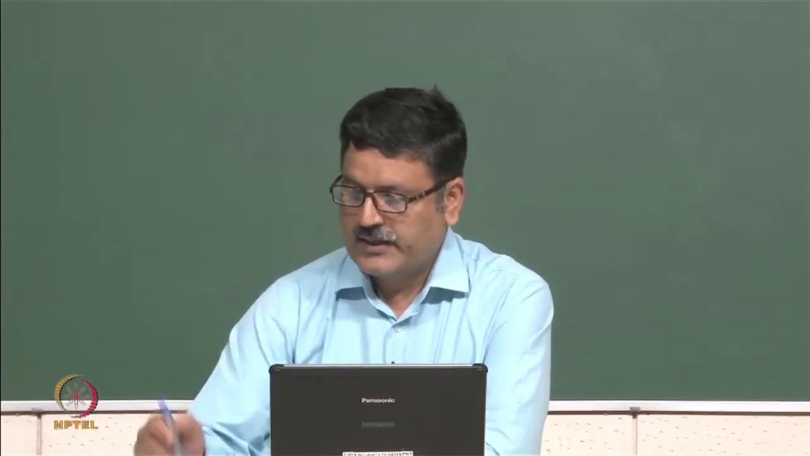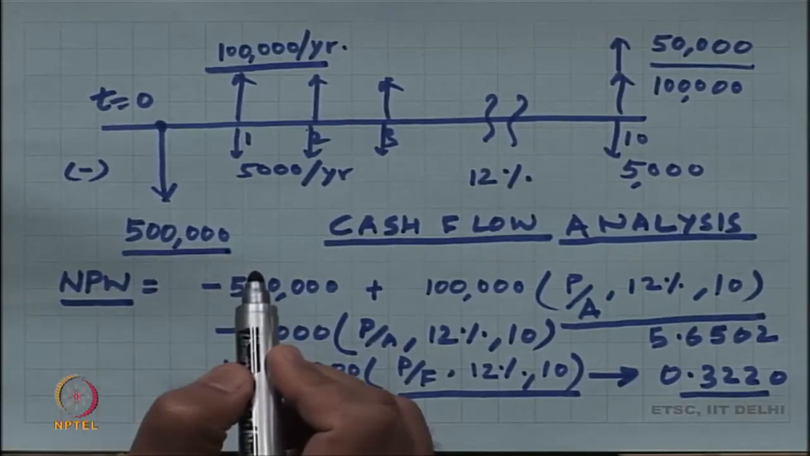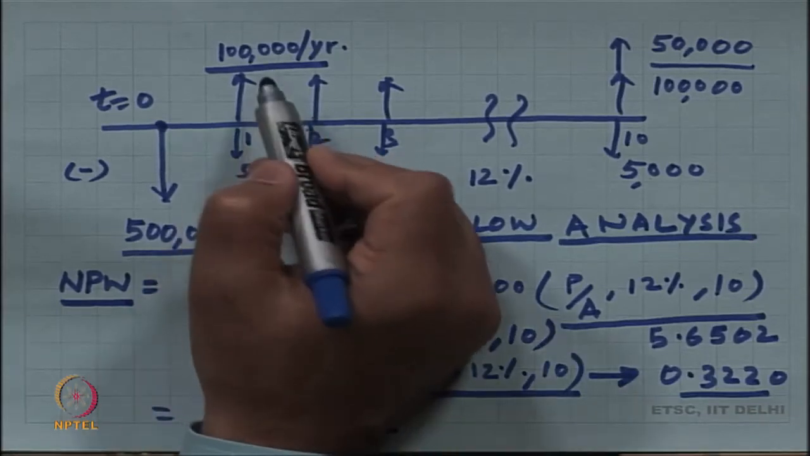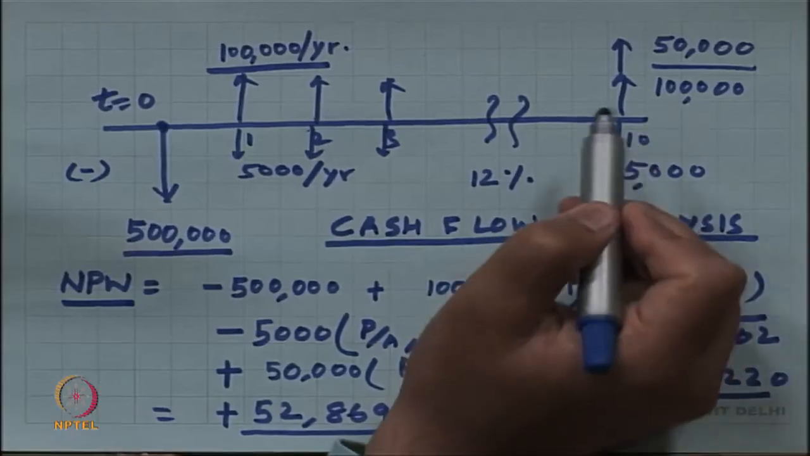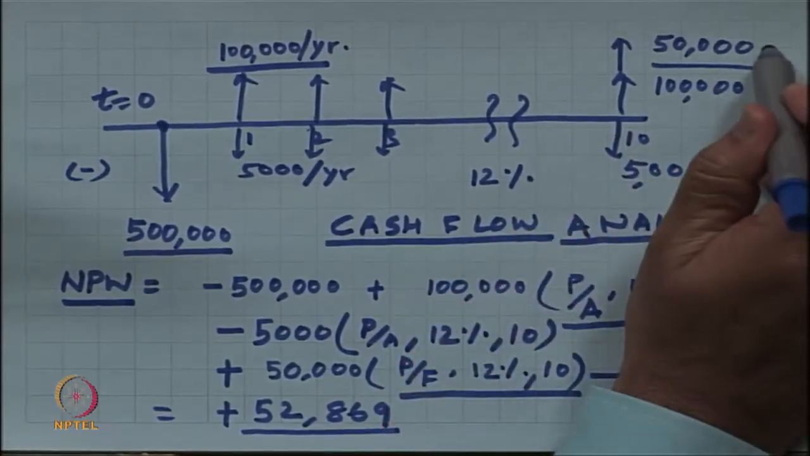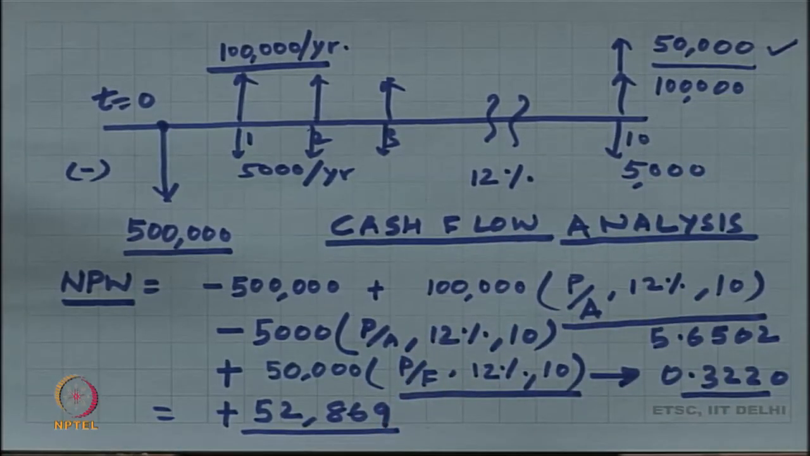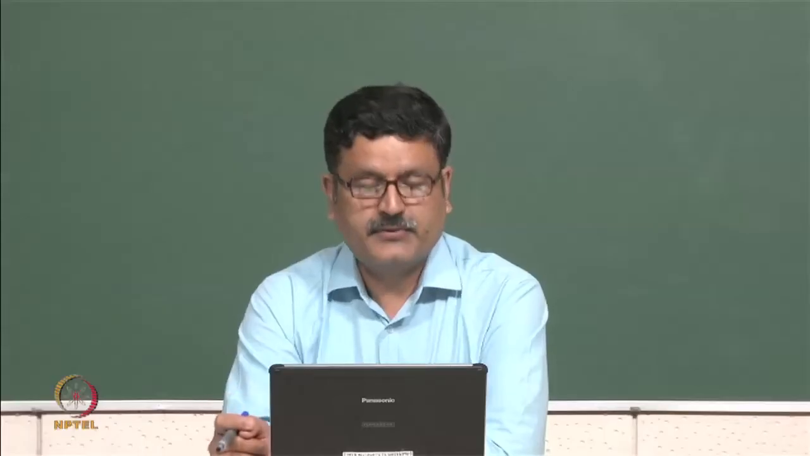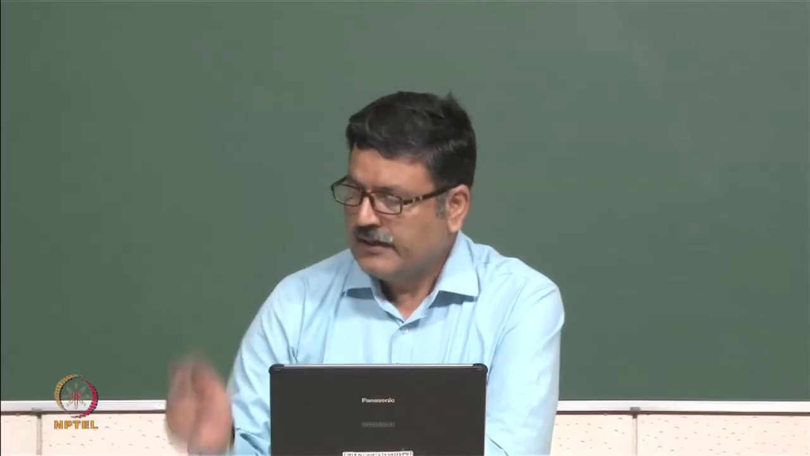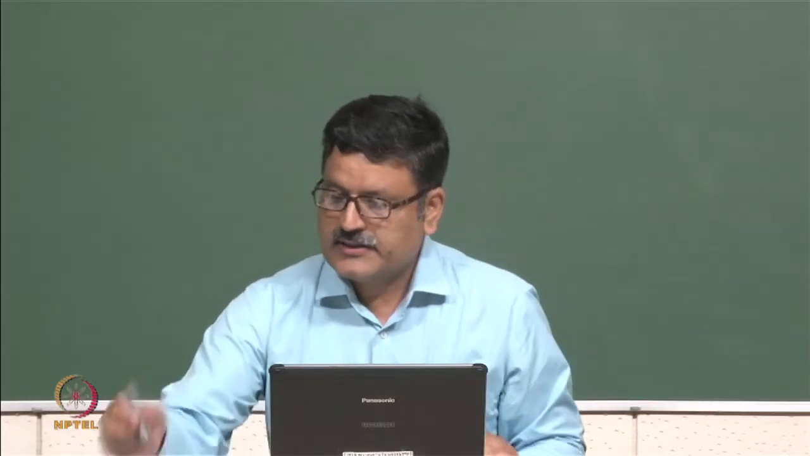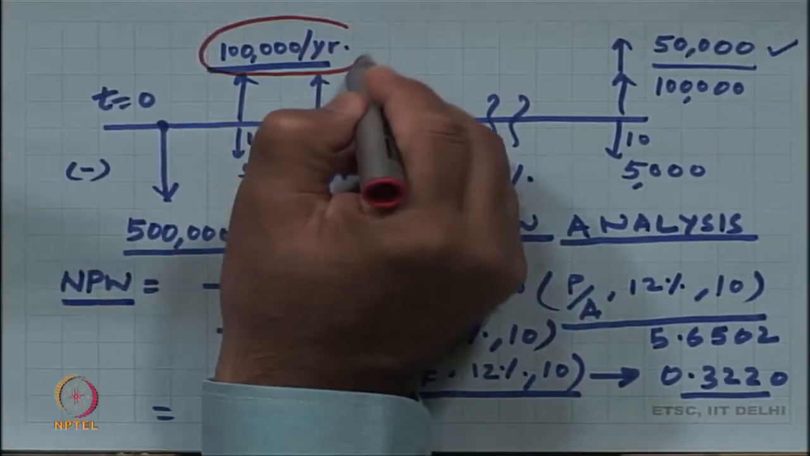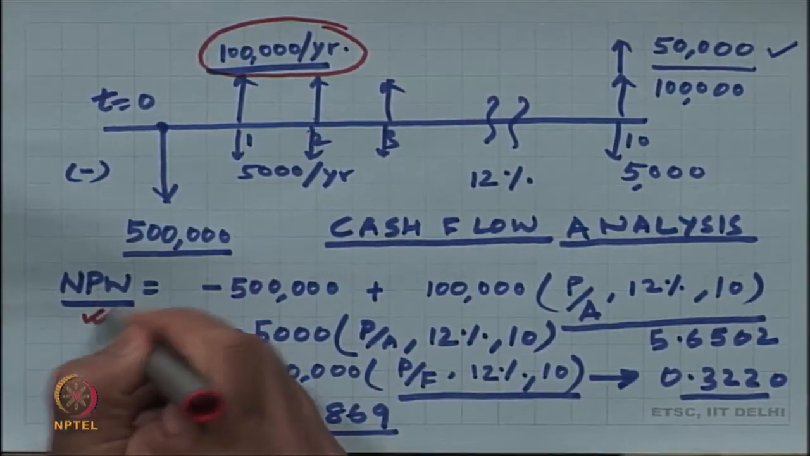So, we will say that okay, this investment of 500,000 which is giving me a return of 100,000 every year, and we need to spend 5,000 every year for next 10 years with a salvage value of 50,000 is worth pursuing. So, this is my original decision, worth pursuing this investment plan. Now, what I will do is I will make changes here. So, this is my fixed value for the calculation of NPW now.